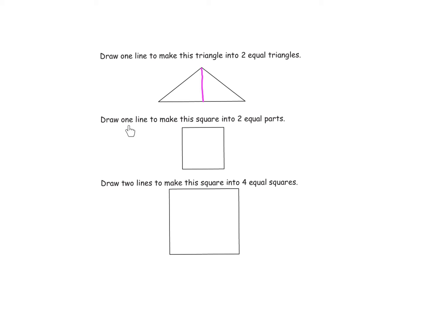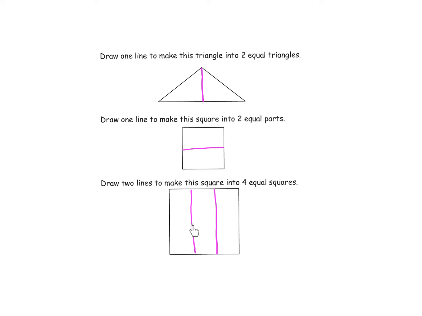Next, we have to draw one line to make this square into 2 equal parts. I could draw my line like this and have 2 triangles that are equal parts. I could draw my line straight up and down to have 2 rectangles that are exactly the same size. Or I could draw my line this way to have 2 rectangles that are equal size as well. It's up to you.